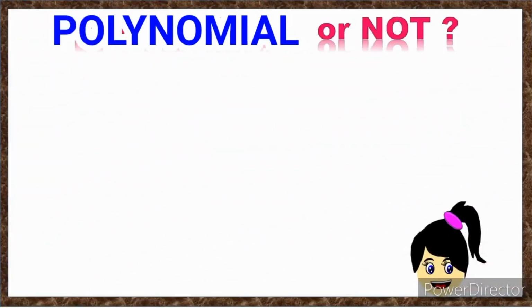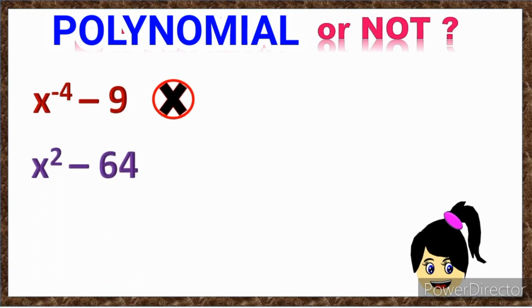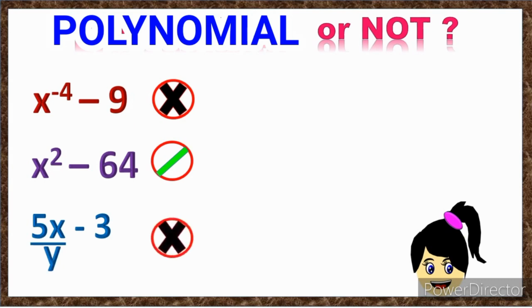Okay? So, next. Let's identify the following expressions, whether it is polynomial or not. X raised to negative 4 minus 9. Polynomial or not? Okay, so this is not polynomial because of the exponent negative 4. Okay, next, let's have another one. X squared minus 64. A polynomial or not? Okay, so this is polynomial because positive exponent. Okay, next, we have 5x over y minus 3. A polynomial or not? So this is not polynomial because of the variable y, which is nasa denominator.